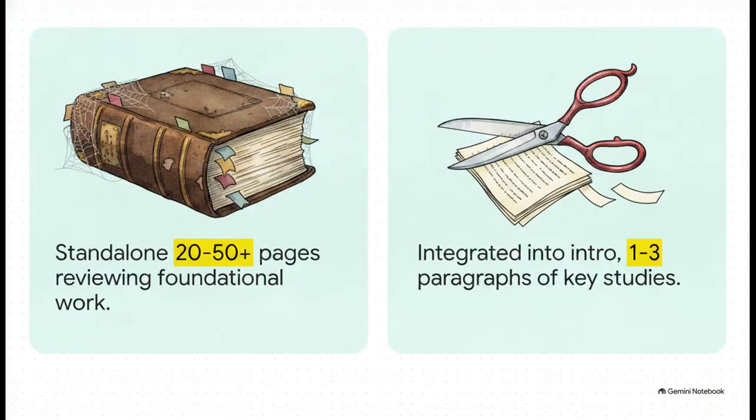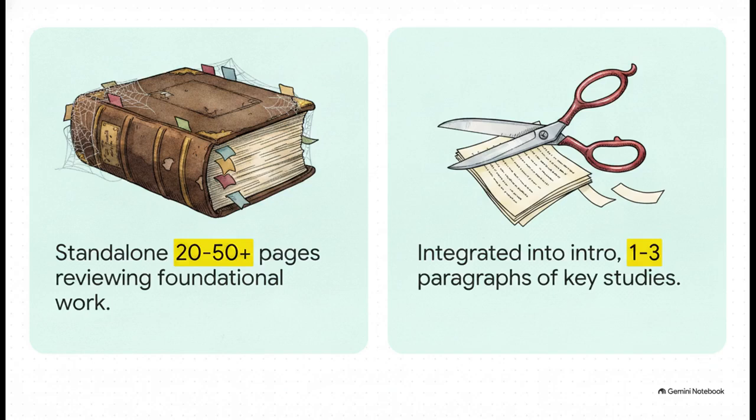Now, moving into the literature review, a journal article ruthlessly strips away that deep foundational history. In a thesis, your literature review is this standalone, massive chapter. We're talking 20 to 50 plus pages reviewing everything from foundational texts right up to the most recent work. But for an article, you are condensing a massive chapter into just 1 to 3 paragraphs integrated right into your introduction. You're giving a highly concise 1 to 2 page justification covering only the directly relevant studies just to identify your specific research gap.